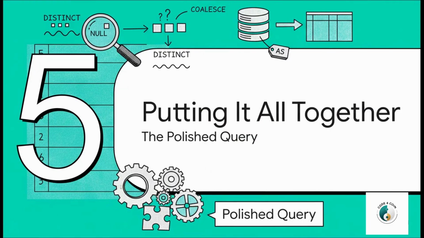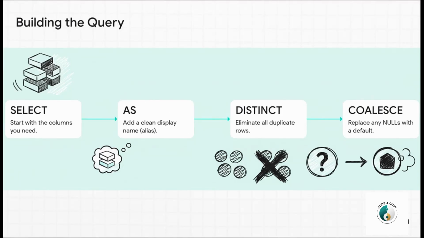All right, time for the grand finale. We've learned about DISTINCT, we've figured out NULL, and we've got COALESCE in our back pocket. Now let's combine all of these tools to write one final, elegant, and perfectly clean query. Let's watch how this comes together, step by step. We start with a basic SELECT. Then we use AS to give our column a nice, clean, readable name. That's called an alias. Then we add in our DISTINCT keyword to get rid of all those duplicates. And for the final touch, we wrap our column in COALESCE to replace any NULL values with something meaningful, like 'Unassigned'. See? Each keyword just adds another layer of polish.